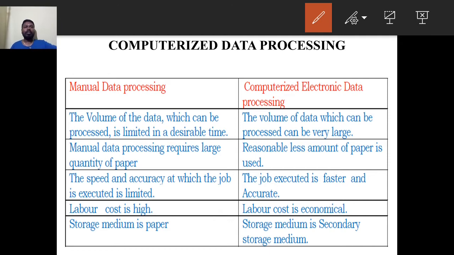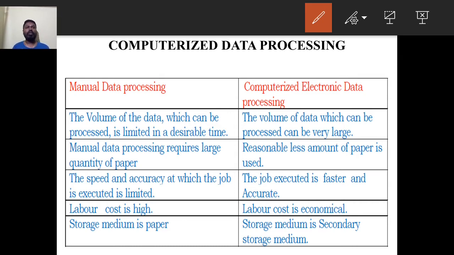The same process, if you take computerized electronic data processing, the volume of data which can be processed can be very large, because the computer does not feel any tiredness, because it is not a human, right? It is a machine, so it will not feel human feelings, so it will not get tired. So it can process more data and it will work continuously.